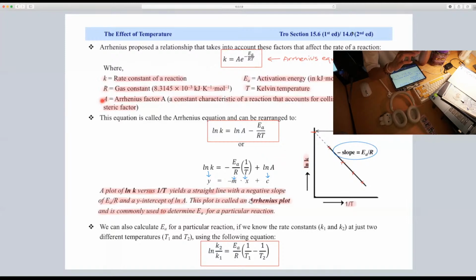And lastly, A is a constant. This A here is a constant, and we call it the Arrhenius factor A.